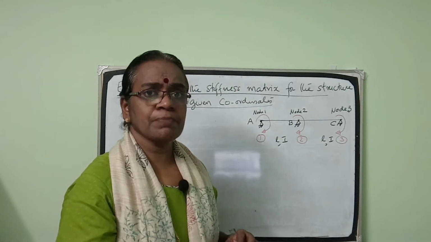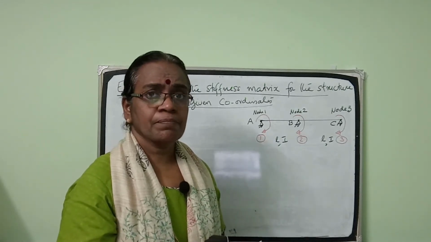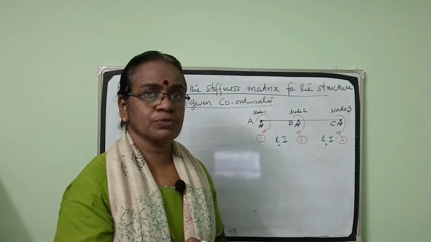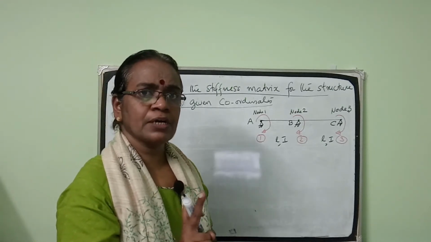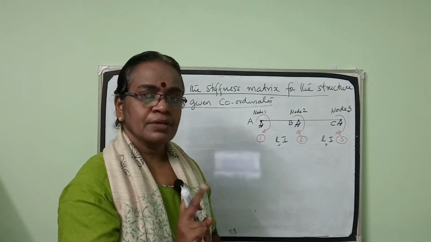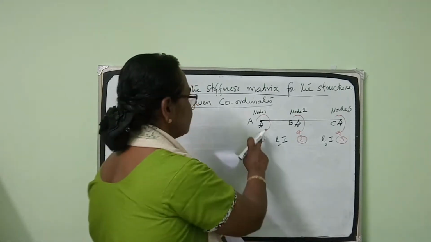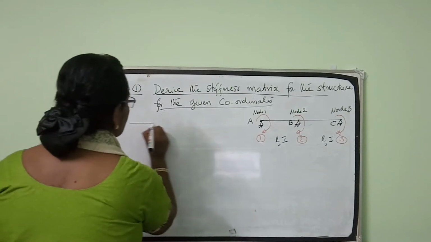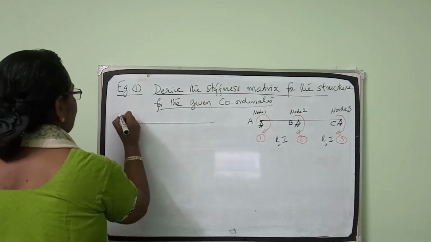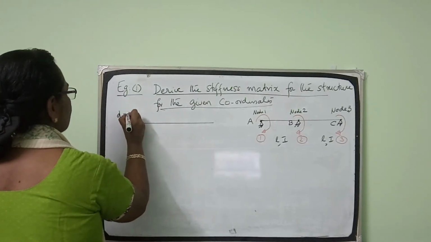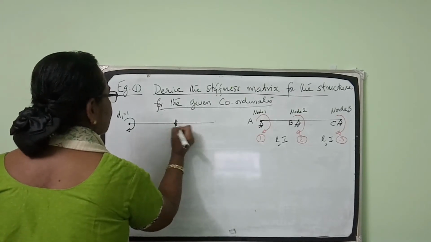To develop the stiffness matrix, based on the principle of stiffness influence coefficient, or we call it as the physical approach, we view the structure as a whole. We apply unit displacement at one coordinate direction. At that time, all the other displacements must be arrested. So what we have to do is, first we apply unit displacement at this node 1. I am applying d1 equal to 1. At that time, you arrest, that means you fix it. You did not allow it to displace.